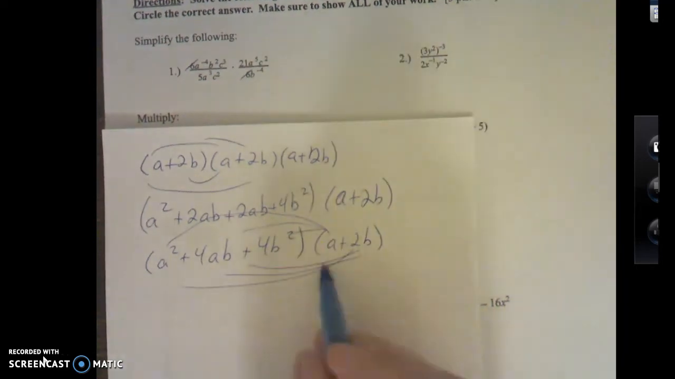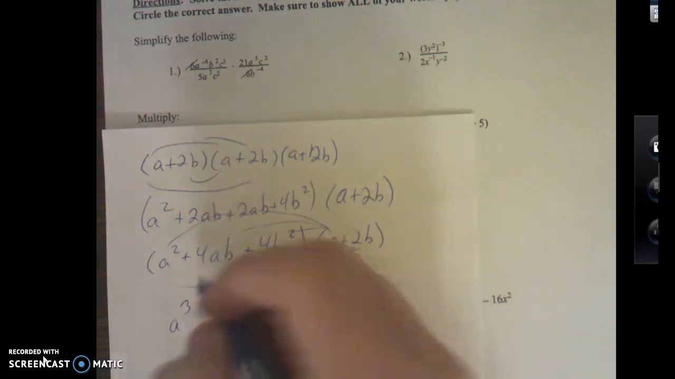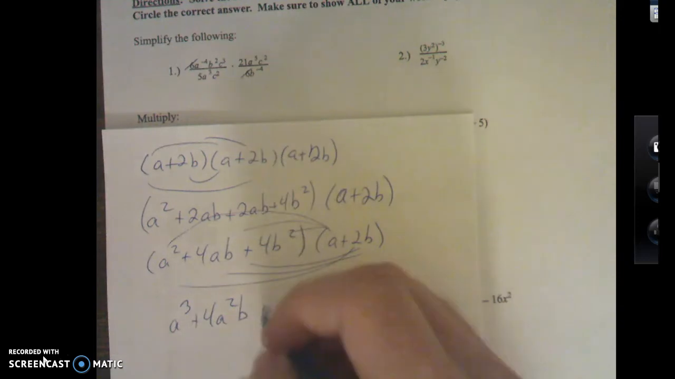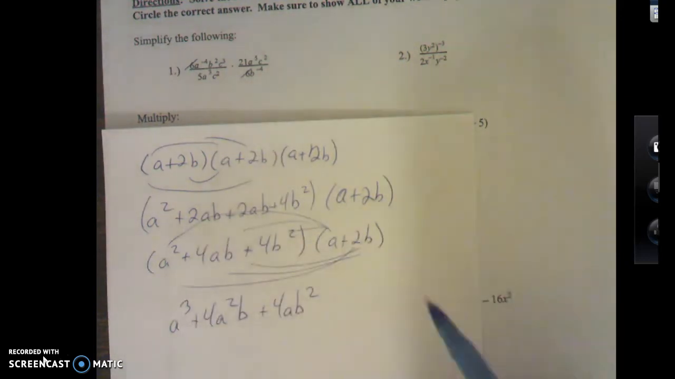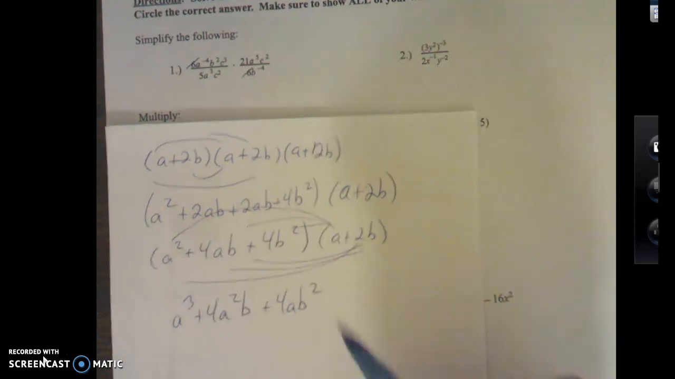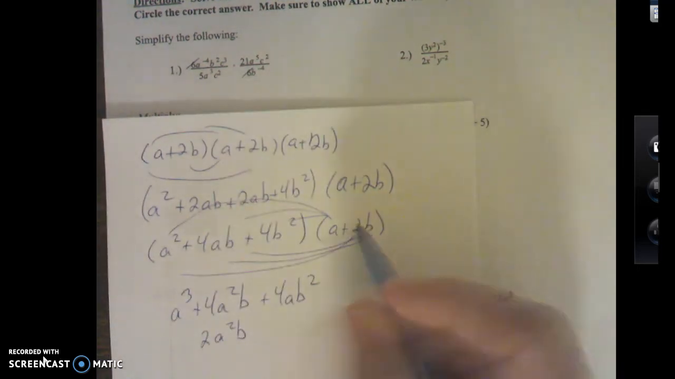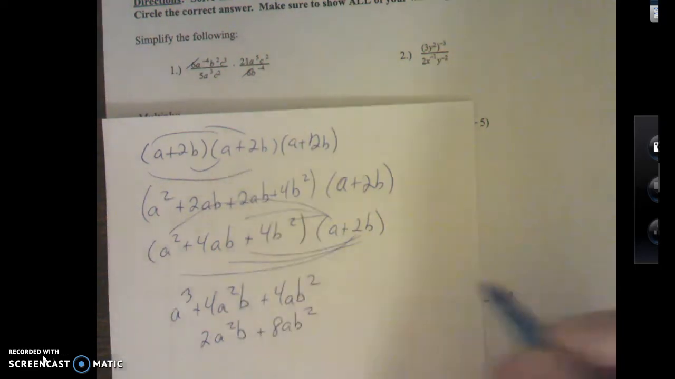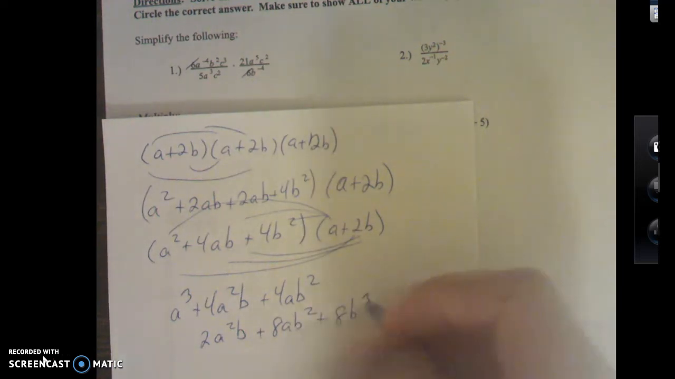So, here we go. A times a squared, a cubed, 4a squared b, and then 4ab squared. Okay, all I did was multiply the a, all 3 of those. Okay. 2b times a squared is 2a squared b. 2b times 4ab is 8ab squared. 2b times 4b squared is 8b cubed.